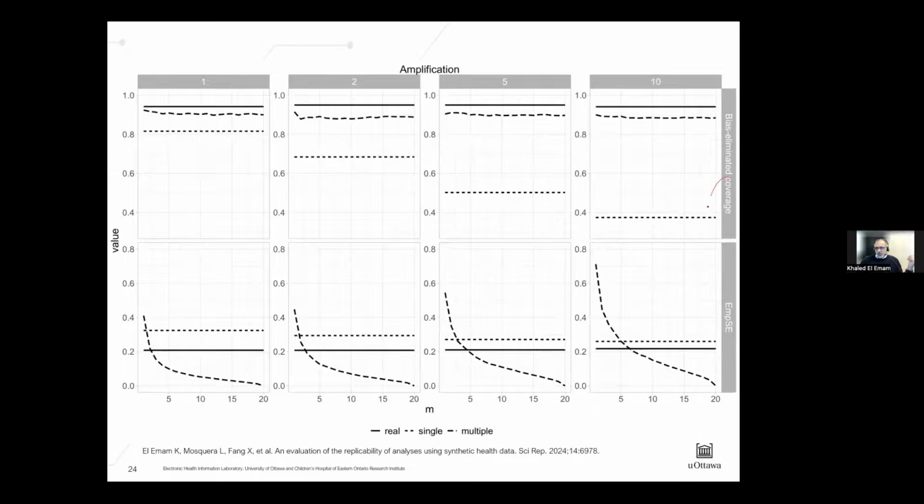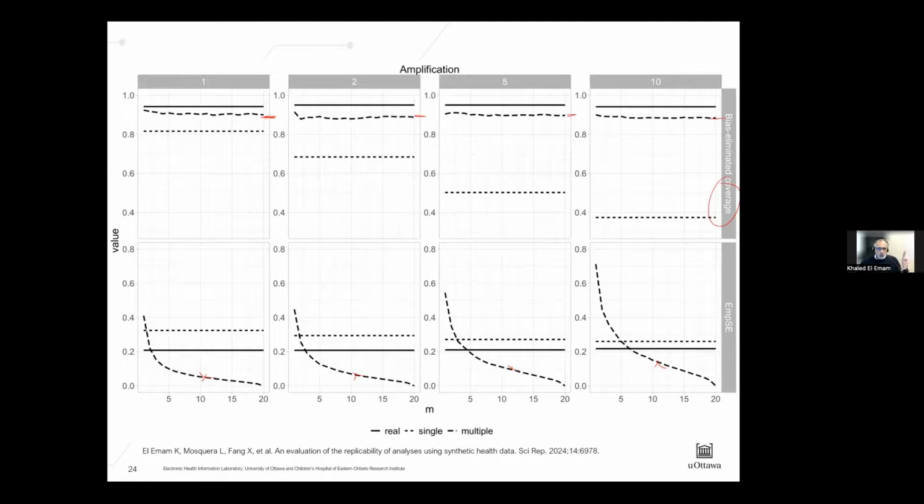And here's some more results on coverage. Again, you see that coverage is around 95% for most of the time here. Close to the nominal level, and it's not affected by amplification. And then empirical standard error also is close to 0 at around 10 data sets; it essentially plateaus. So we have evidence that if you analyze data correctly, your inferences can also be valid.